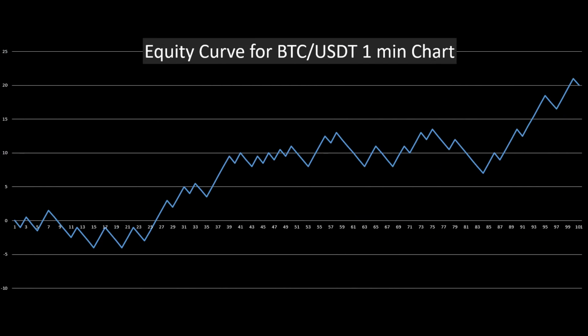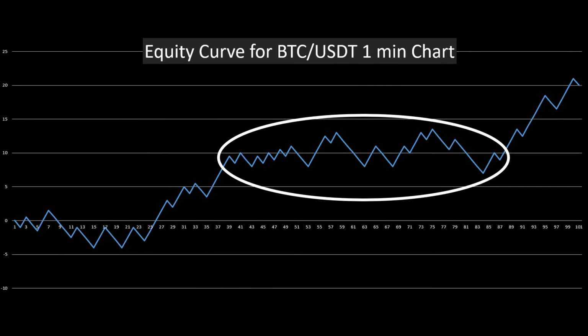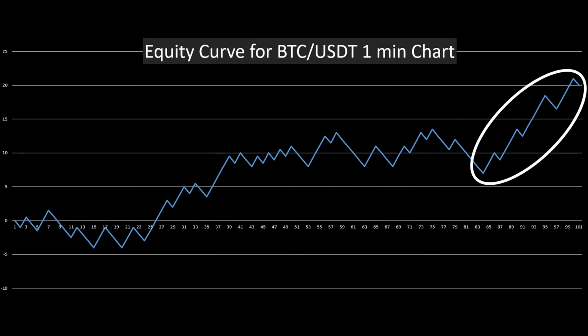As you can see, first we had a sideways period, hovering around the break-even level. But after that, the strategy had a nice win streak, which was followed by another sideways period. In the last few trades, another nice win streak took place. This equity curve is not the best I've seen, but it didn't have huge drawdowns, and that's a big plus.